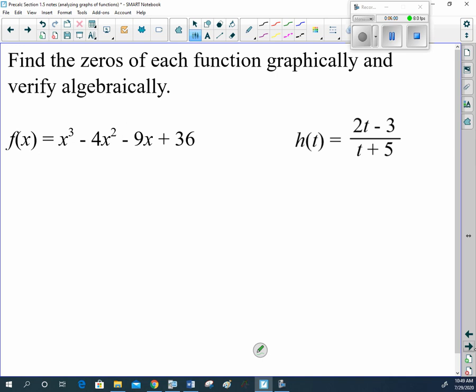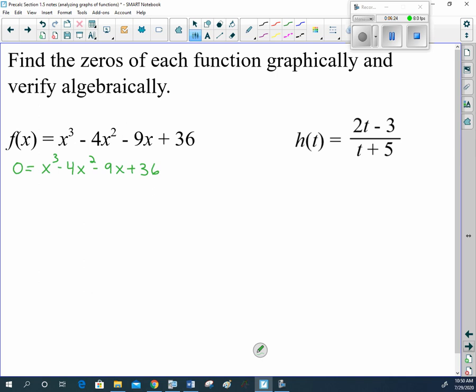Find the zeros of each function graphically and verify algebraically. Okay, this one looks a little tough to do algebraically, but we'll see if we can figure out the algebra and then we'll go to the graphing. So here we go, x to the third minus 4x squared minus 9x plus 36.